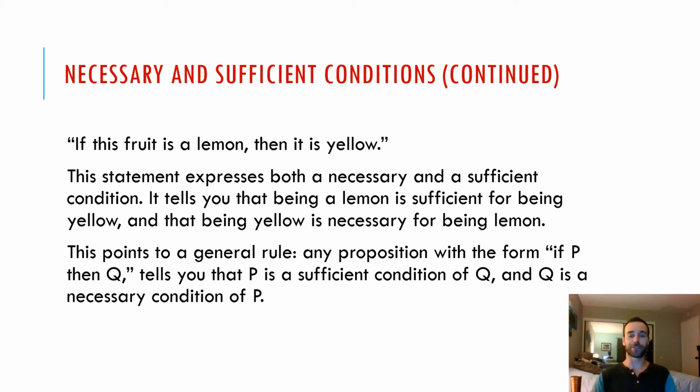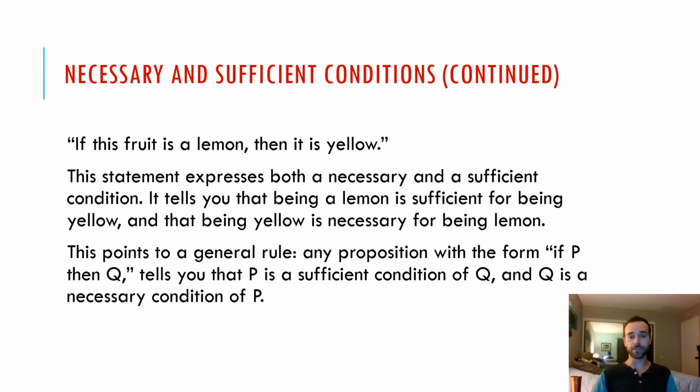When we use the word sufficient, we're saying it's all you need in order for the other thing to happen. So if this statement were true, then all I would need to do is tell you that something is a lemon, and then you would be able to deduce that it would have to be something yellow, right? So if I said, this thing in my hand that you cannot see is a lemon, you would know before I showed it to you that it was yellow based on the truth of this statement. So the fruit being a lemon is sufficient for it being yellow.